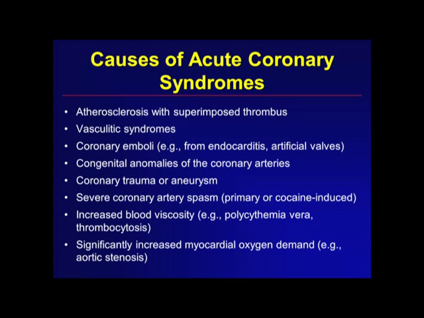It's possible that you could have coronary trauma. Blunt injury to the chest can tear the coronaries. Severe coronary spasm. This is what happens with Prinzmetal's angina I mentioned, but also cocaine. Rarely, blood viscosity if you get huge levels of red cells or platelets. You can clot a coronary artery. That's really rare. You might see it in advanced leukemia sometimes.